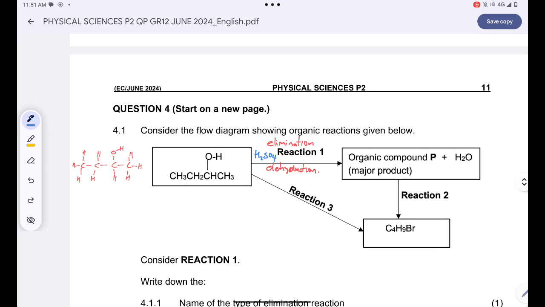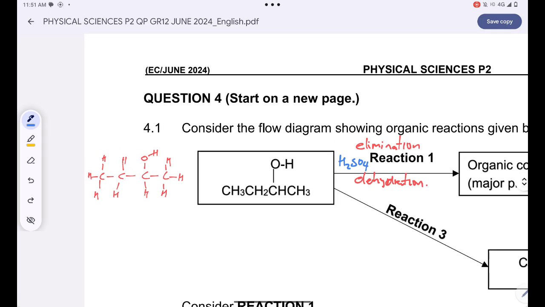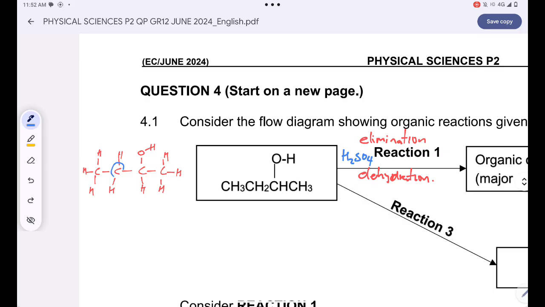Whenever we eliminate water from this compound, we are going to use Zaitsev's elimination rule to determine the product. Yes, I know that the OH will be eliminated, but I don't know which hydrogen will be eliminated, between this one or that one. According to Zaitsev's rule, I must eliminate the hydrogen from the carbon with the least number of hydrogen atoms. If I check here, I have two hydrogens there, and I have 3 hydrogens there. So I must eliminate on this carbon over there.